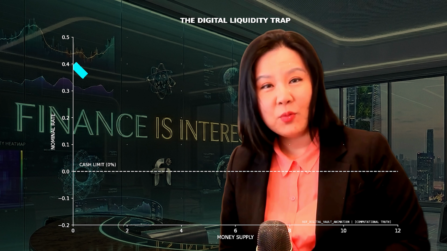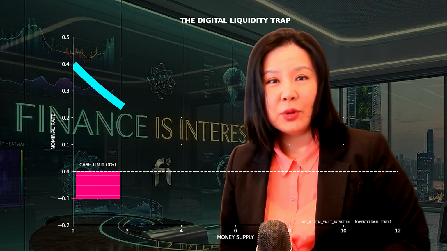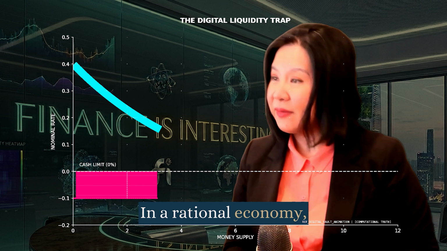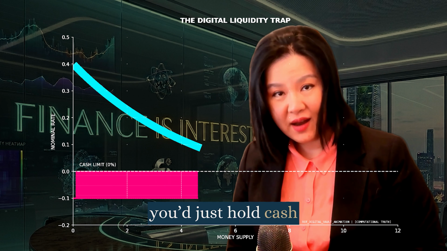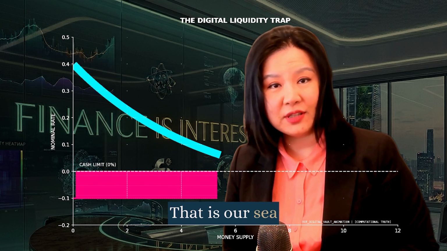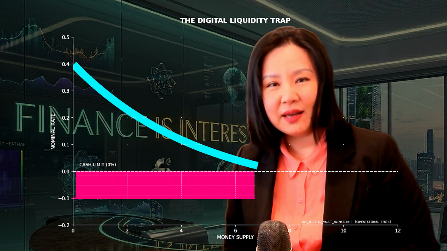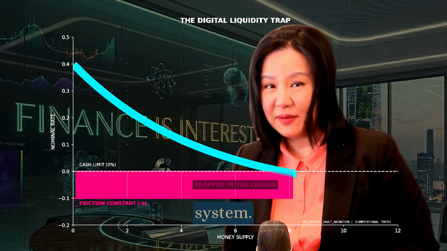Look at the dashed white line cutting across the center. That is the zero lower bound. For a century, that was the floor of the world. In a rational economy, interest rates shouldn't go below that line because you just hold cash instead. That is our sea level. Now watch the blue line, the demand for digital money. As it moves from left to right, it represents the modern banking system.